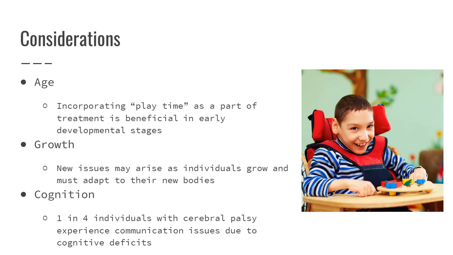And lastly is going to be cognition. 1 in 4 patients with cerebral palsy are going to experience communication issues due to cognitive deficits. You're going to have to adapt to these and find effective means of communicating with these patients. This is going to be a very individualized approach. You're going to have to adapt to each patient that's in your clinic that you're working with in order to effectively address their needs and their goals.